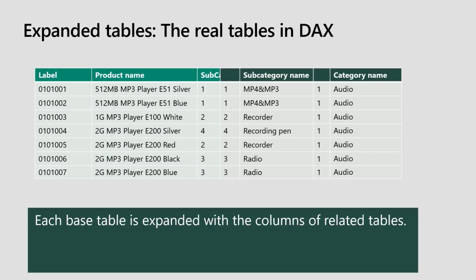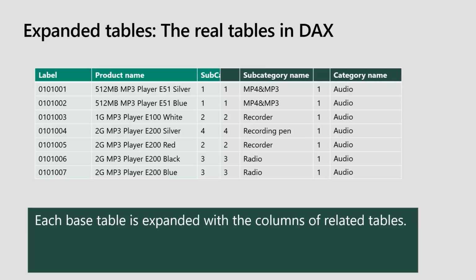Why is this important? This is important because every time you apply a filter into the filter context, you can apply a filter filtering one column, two columns, three columns, and you filter only the columns that you filter. But whenever you specify a table as a filter in the filter context, you always reference the expanded table, not just the base table.